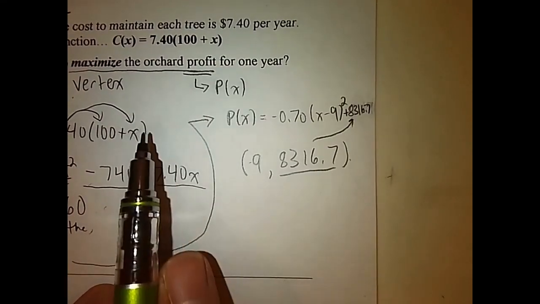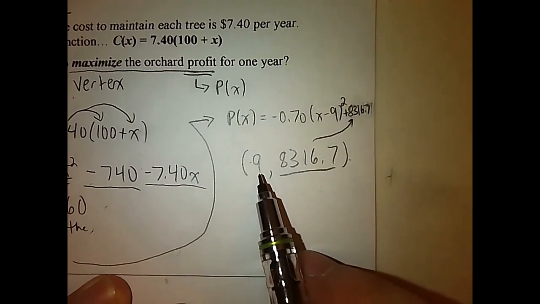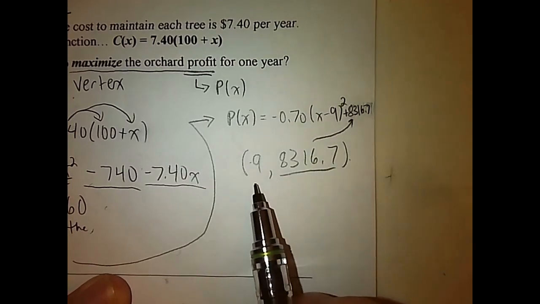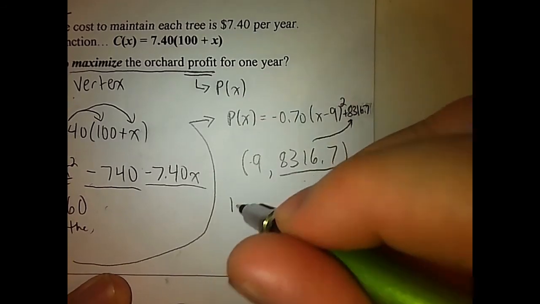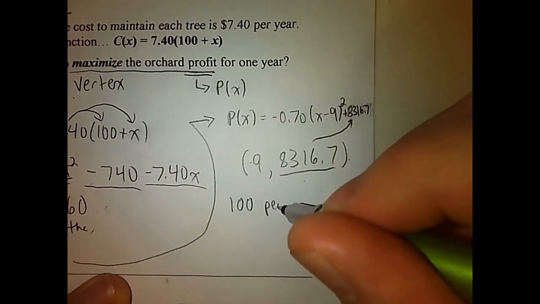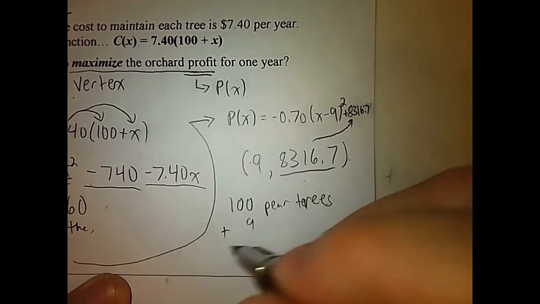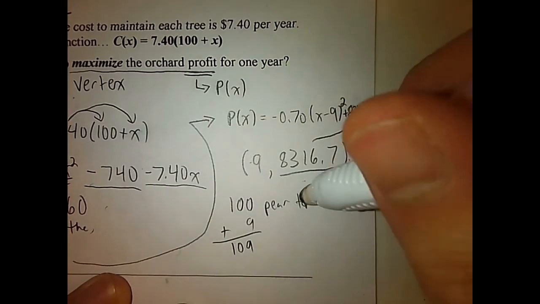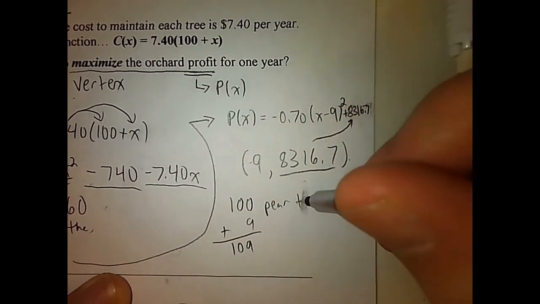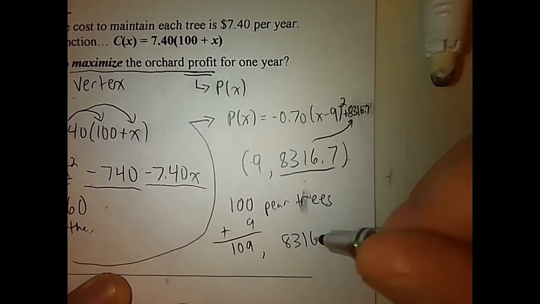So what is the maximum profit for 1 year? And how many pear trees should be planted? So this is how many pear trees should be planted, and this is their maximum profit. So if they have 100 pear trees in the beginning, and then we're going to add 9 to it, they should plant 109 pear trees, and their maximum profit will be $8,316.7.